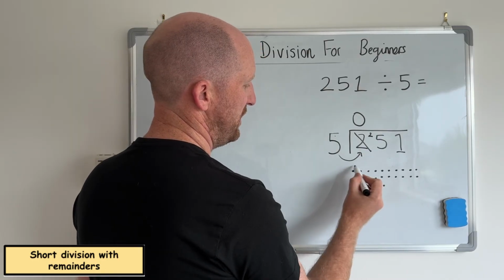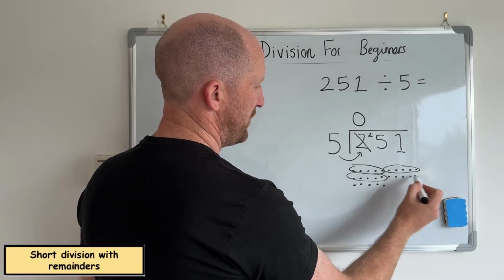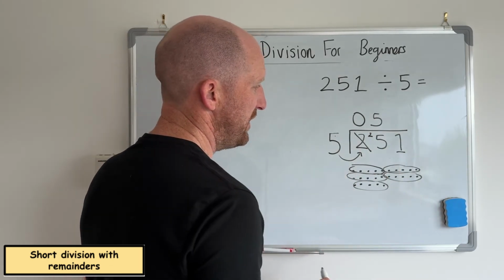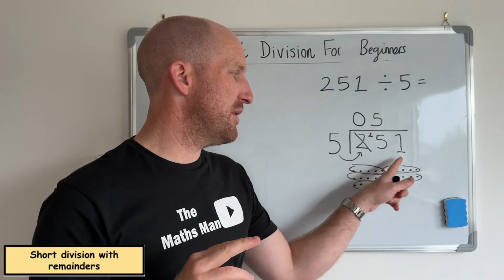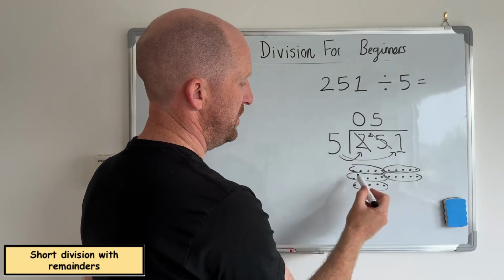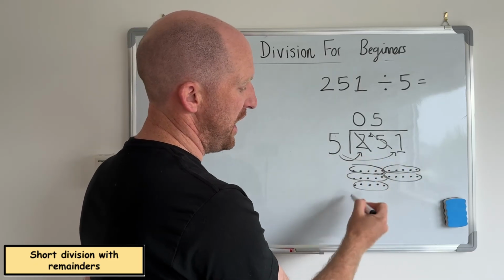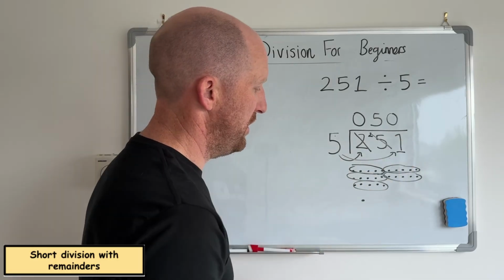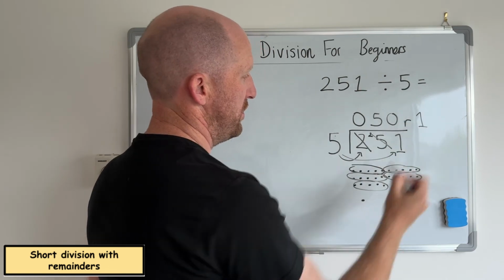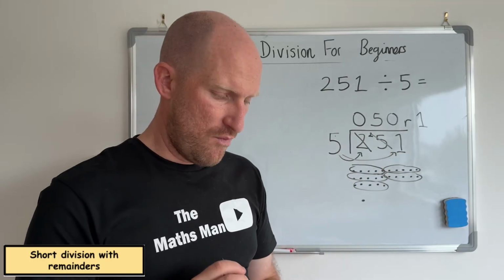How many groups of 5? There's 1 group of 5, 2 groups of 5, 3 groups of 5, 4 groups of 5, 5 groups of 5. But now, because we're doing a 3-digit number, I have another number to deal with. So how many 5s in 1? So I have 1, and I need a group of 5. Well, I cannot make a group of 5, so I need to put a 0. And this one here, I need to put remainder 1. So 251 divided by 5 is 50 with 1 remainder.